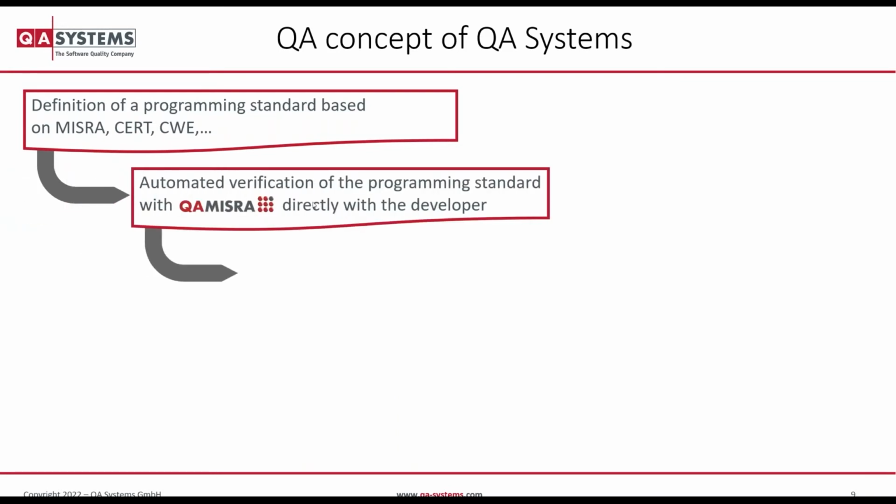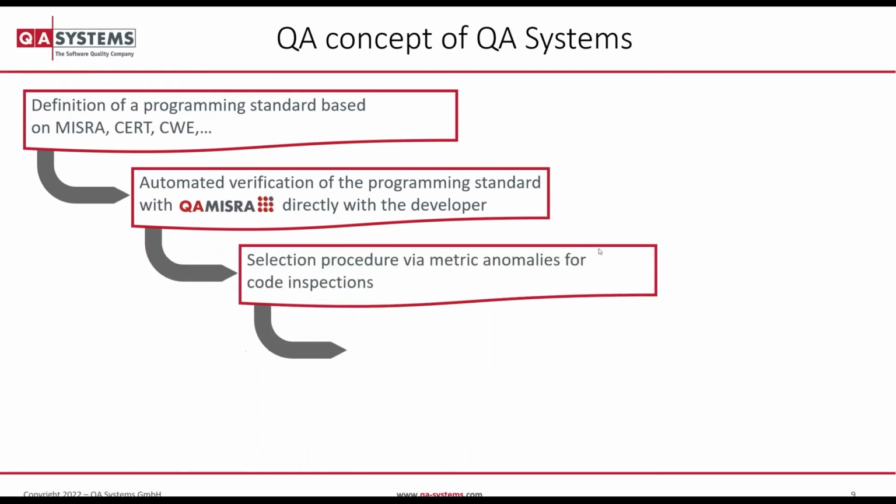As a second step, and that's the important thing, automate the verification of the coding standard with a tool. And we of course propose here using our tool QA-MISRA. And very important is you should do that directly at the developer's desk. If you do it centrally in your DevOps, this could always be seen by a developer like a control mechanism of his work. So the better approach is definitely to let the developer work with the tool and help him to supply quality code which is coding standard aligned.